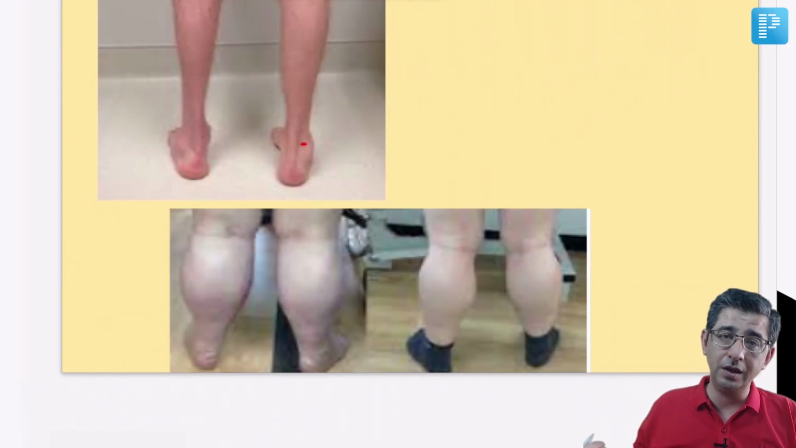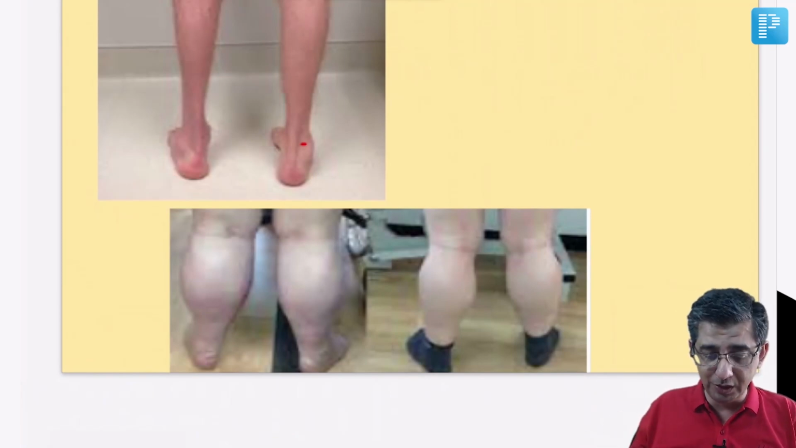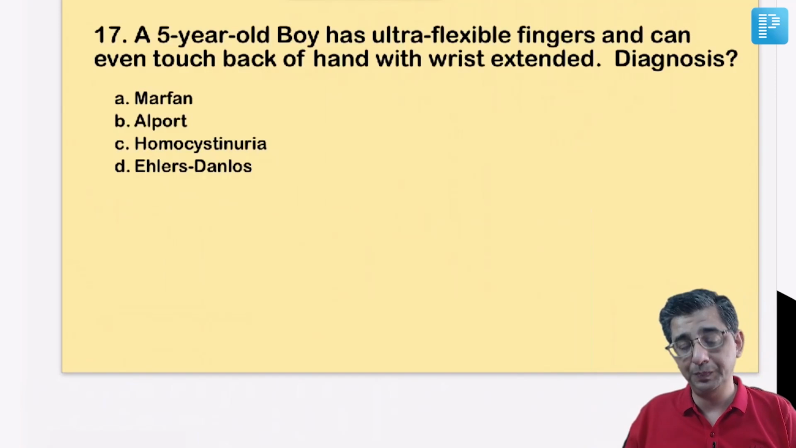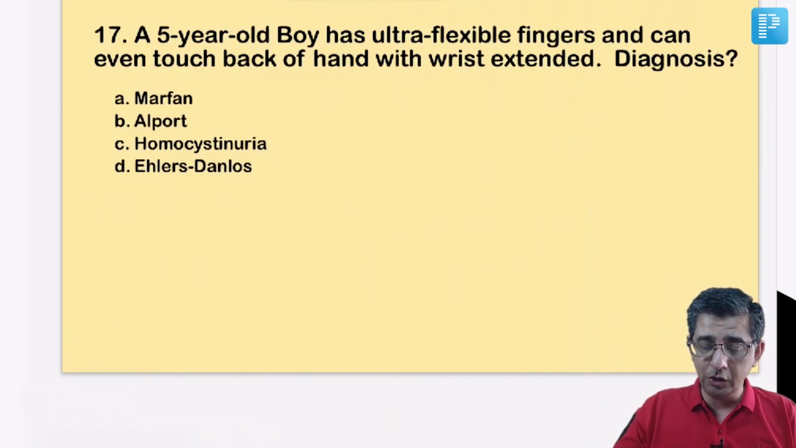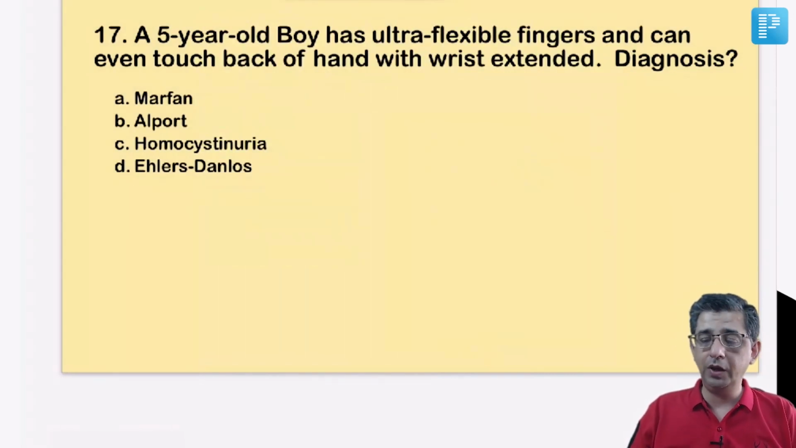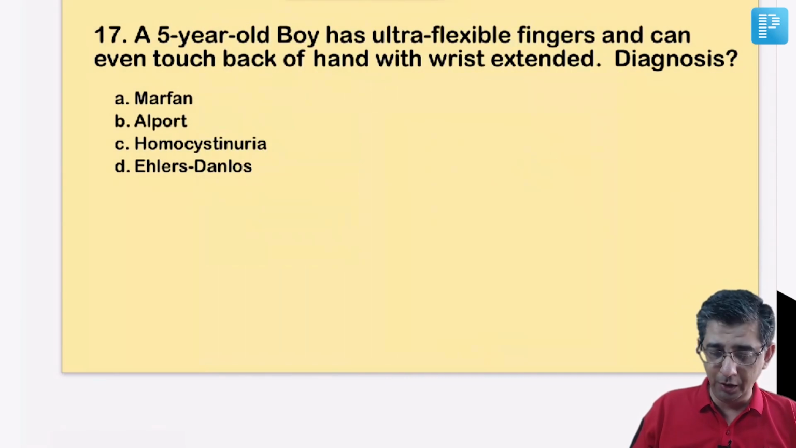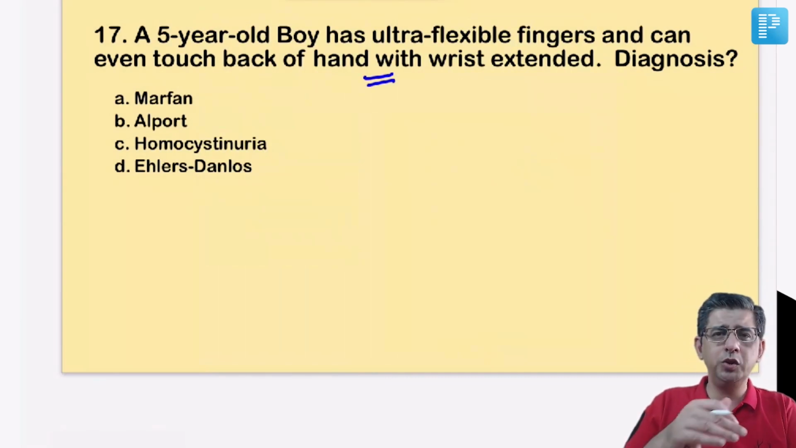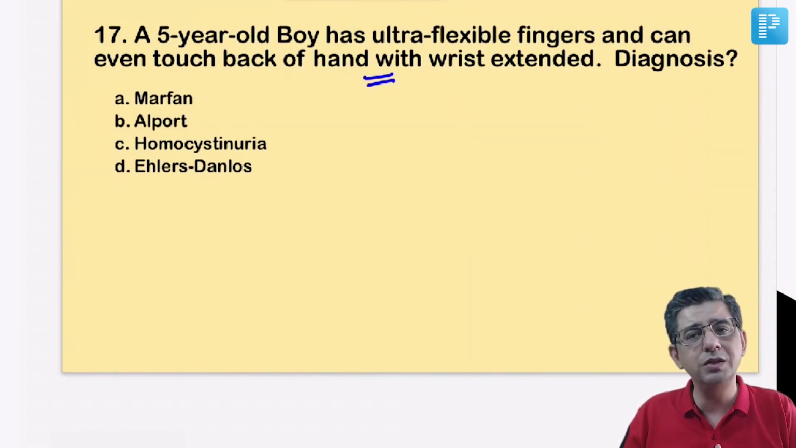Dystrophy, Becker's is XLR, but Charcot-Marie-Tooth disease can be autosomal dominant as well. The next question talks about a 5-year-old boy who is having ultra flexible fingers and can even touch the back of the hand with wrist extended. Hyperextensible joint hypermobility is the keyword.